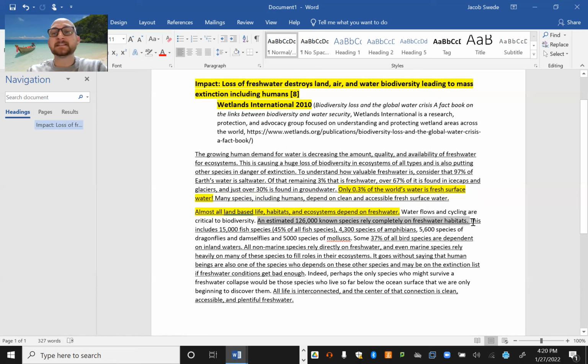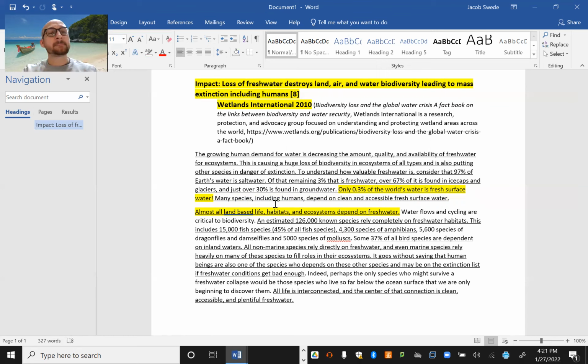Next sentence is more statistics, and it says this includes 15,000 fish species, 4,300 species of amphibians, 37% of all bird species are dependent on inland waters. So those are all statistics about different types of species that rely on fresh water. But that's just data that backs up the argument that we already have, that all land-based life, habitats, and ecosystems rely on fresh water. So this is just restating the same point, but in more detail. I don't think you need to read this as part of your main argument.